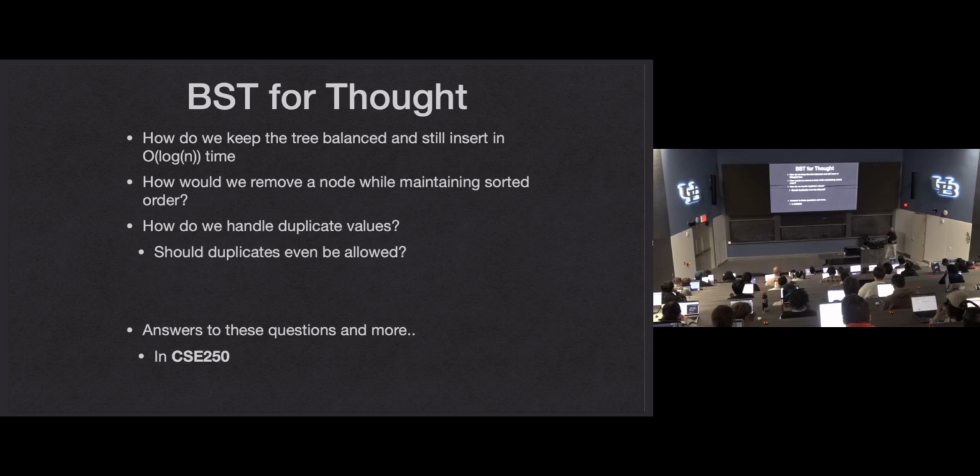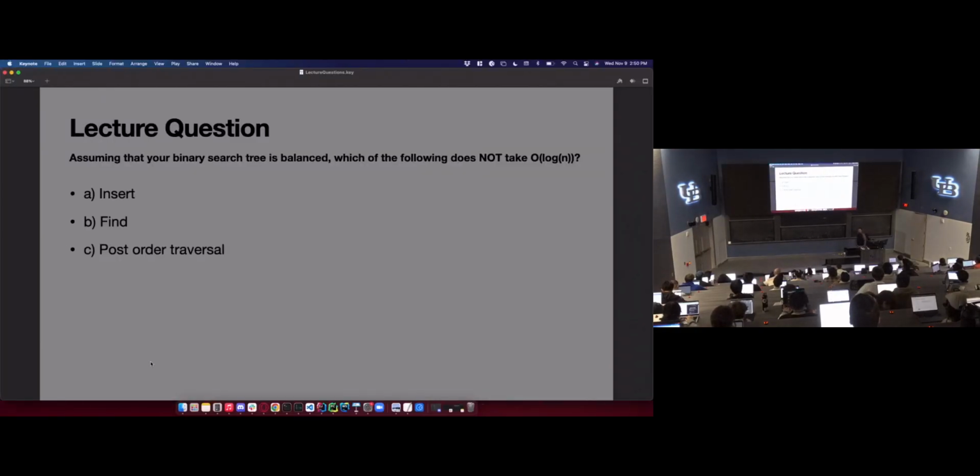So how would we insert and delete from a binary search tree in log n time while maintaining the balanced structure of a binary search tree? I'm going to leave that question for 250. They'll answer that in much detail. This is actually possible. You can insert and delete in log n while maintaining the balanced structure of a tree. We call them self-balancing binary search trees, and when we actually use binary search trees, we're using self-balancing binary search trees. Really, really nice data structures.